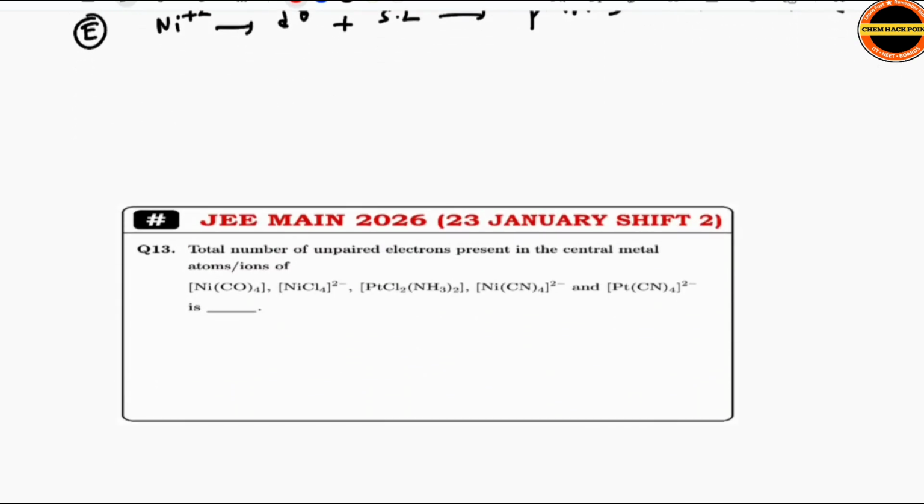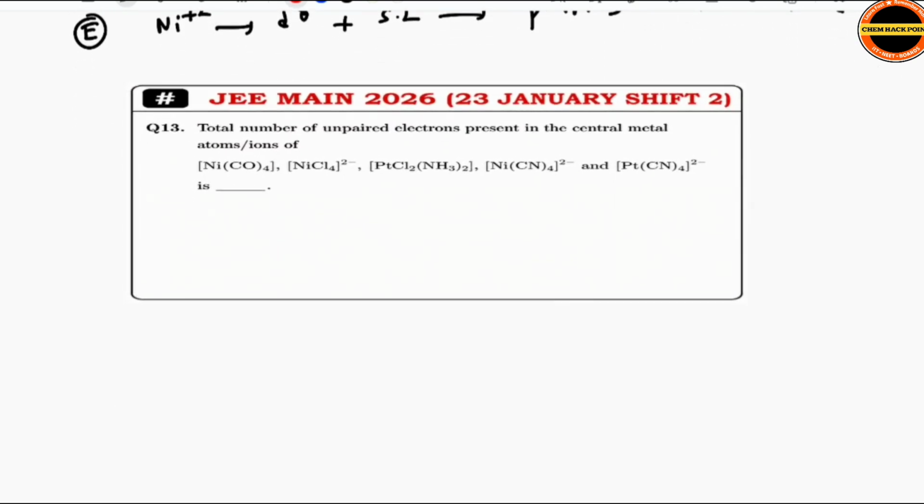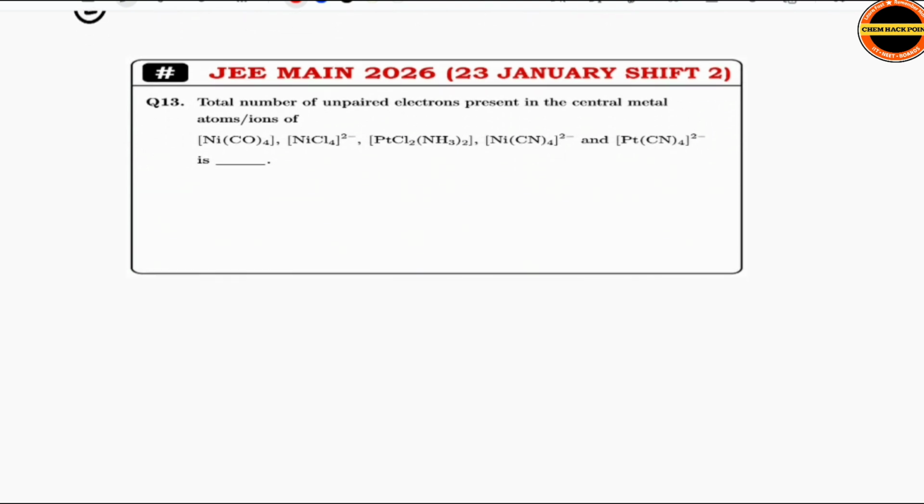Okay. Next you see, JEE Mains 2026, 23rd January, shift 2. Total number of unpaired electrons present in the central atom. For example, first I am taking here Ni(CO)4. In Ni(CO)4, observe properly, first of all CO is a strong field ligand. So nickel is in 0 state.